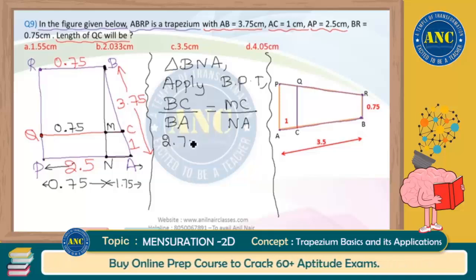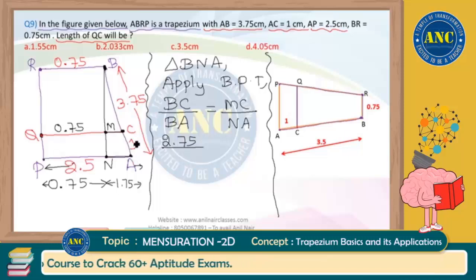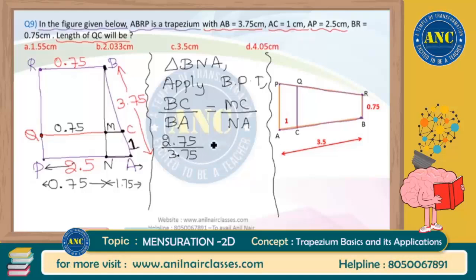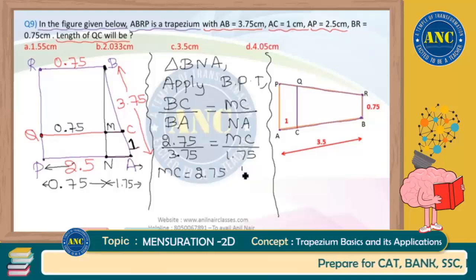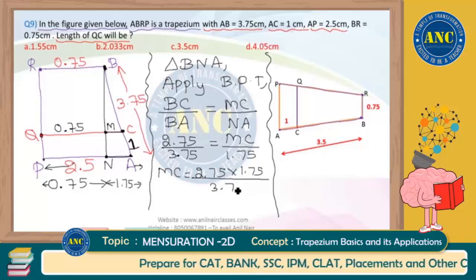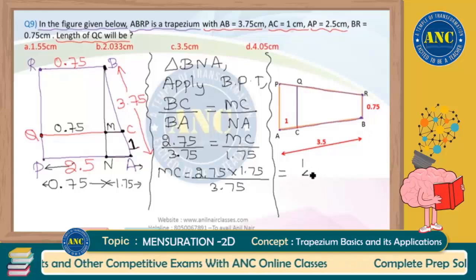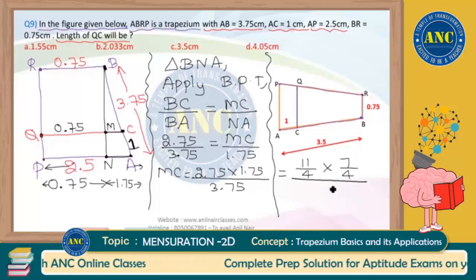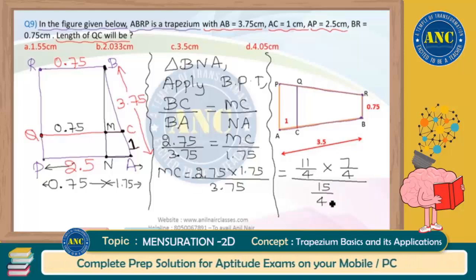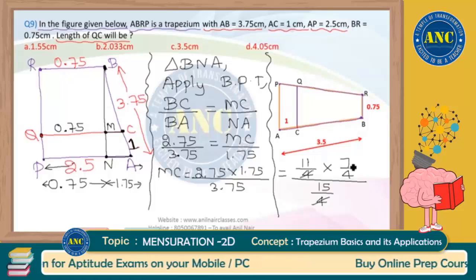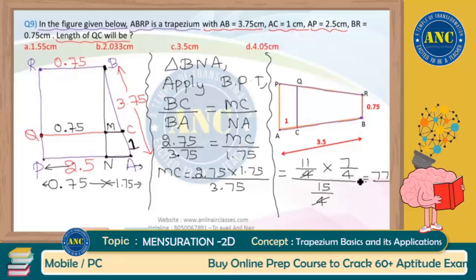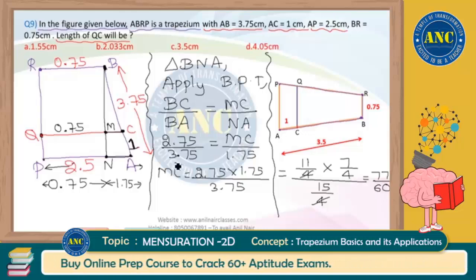BC value is 2.75, because out of total BA 3.75, CA is 1. So BC should be the remaining 2.75. BA value is 3.75. This is equal to MC, which is what we are calculating. NA value is 1.75. So MC will be 2.75 into 1.75 divided by 3.75. Sir, all these are in decimal. Is it not difficult to calculate? Convert this decimal to fraction. 2.75 is 11 by 4. 1.75 is 7 by 4. 3.75 is 15 by 4. One of the 4s will get cancelled. You are finally left with 11 into 7 is 77, divided by 15 into 4 is 60. 77 divided by 60 is the value of MC.